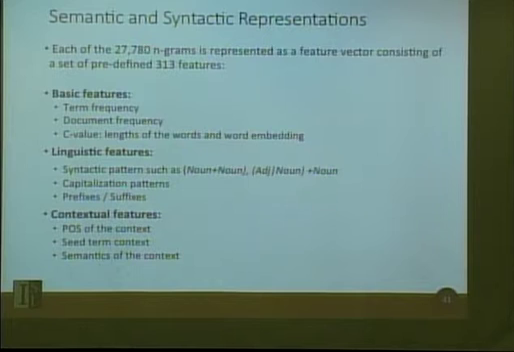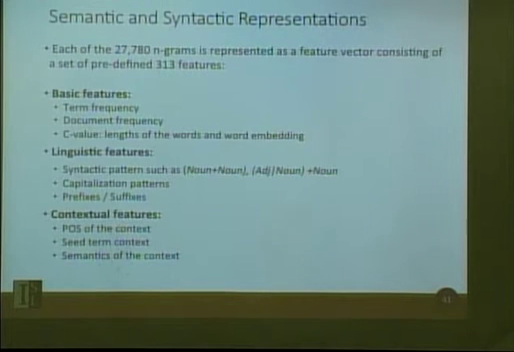In basic features, it's basically features about the term itself, like term frequency. The document frequency is the number of documents in which these n-grams occurred. And the C-value is a very popular way to filter out non-meaningful n-grams in natural language processing, which takes into account the length of a word as well as word embedding.